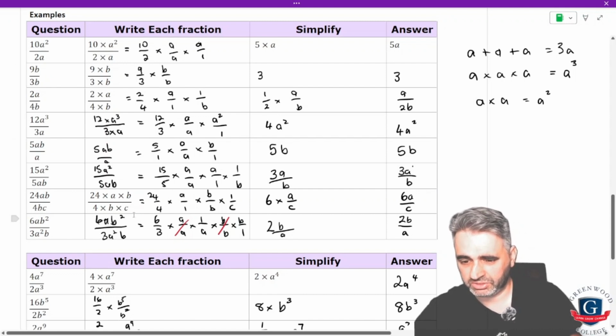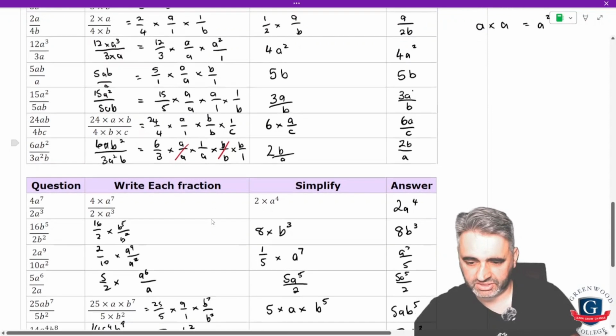And you're starting to see how now our logic is starting to evolve from having to actually think about what we're doing to just knowing where things end up. So 6a on a squared, we've got more a squareds on the bottom, so we're going to end up with an a on the bottom. We've got more b's on the top with the b squared, so we're going to end up with a b on the top. 2b on a, there it is there.